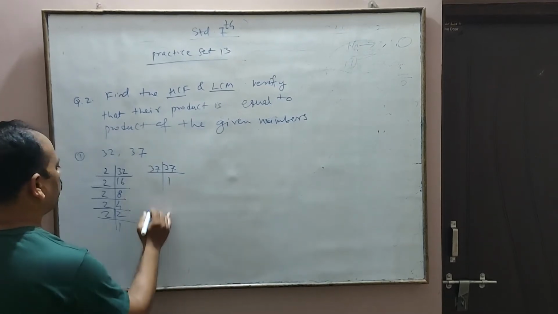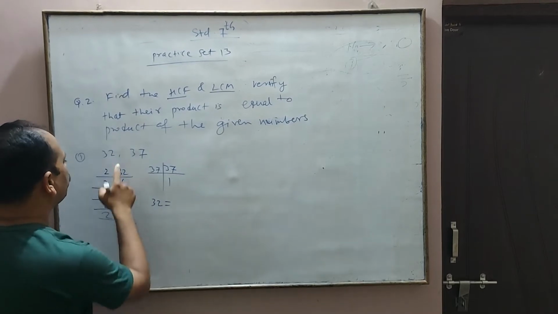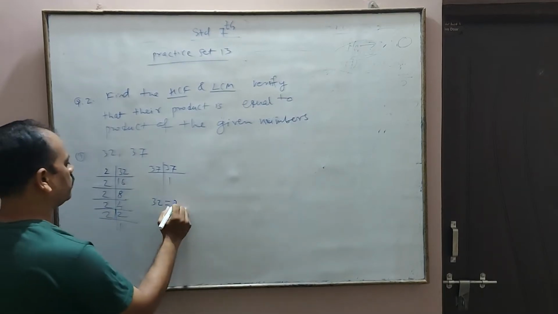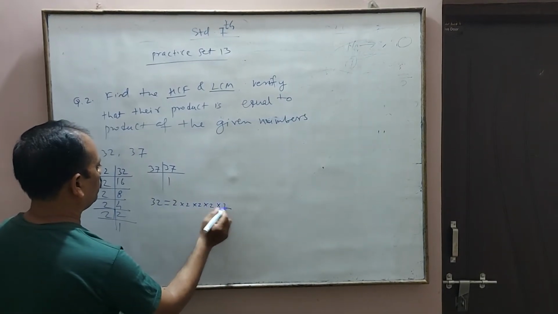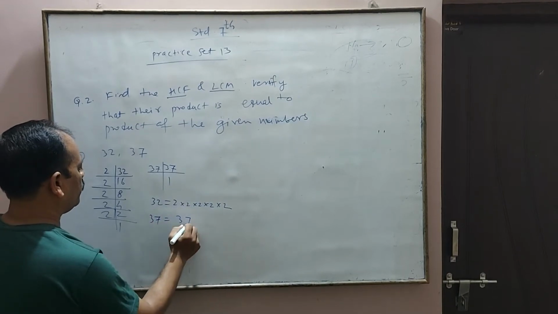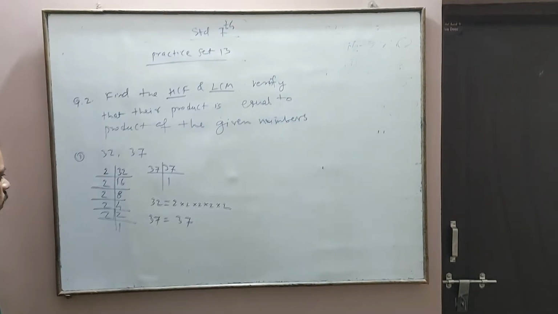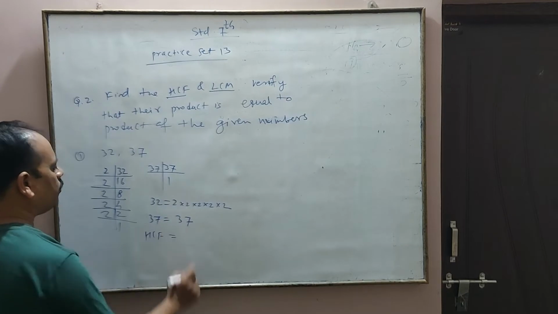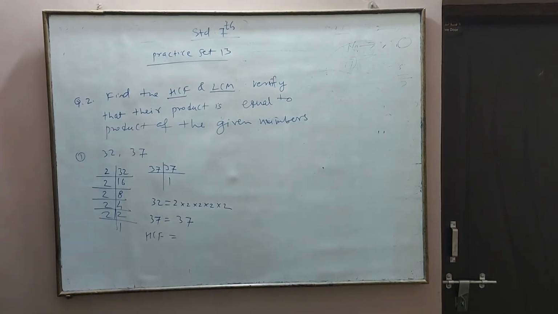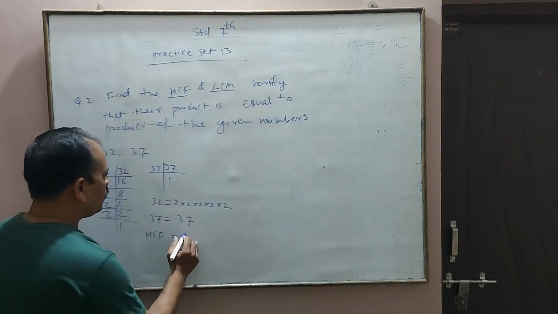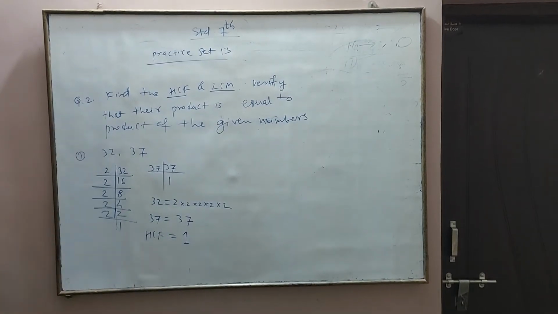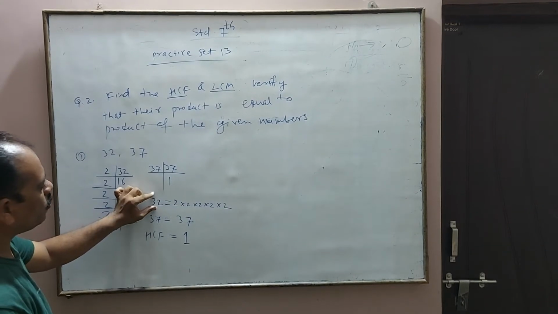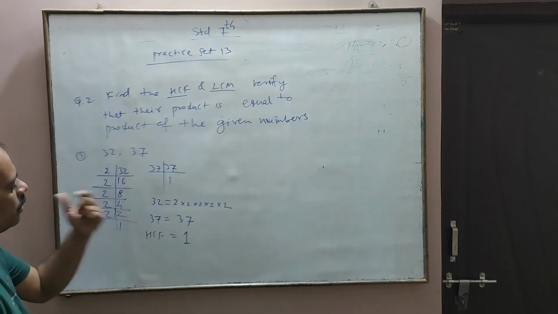Okay. Now factors of 32 are 2, 5 times. And factors of 37 are 37 only because it's a prime number. Okay. Now HCF is, here we see no common factor is there. So if there is no common factor, then your HCF will always be 1. If there are no common factors between the factors of any 2 or 3 given numbers, then there will be 1 as your HCF.